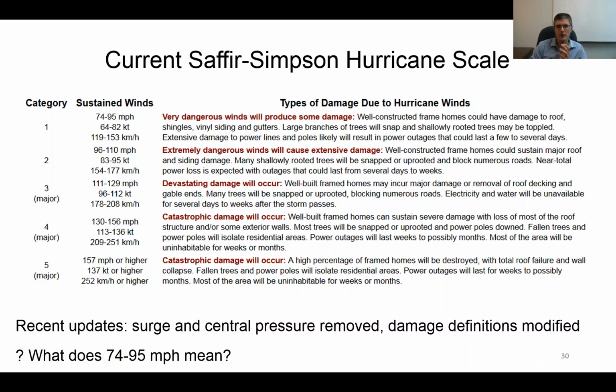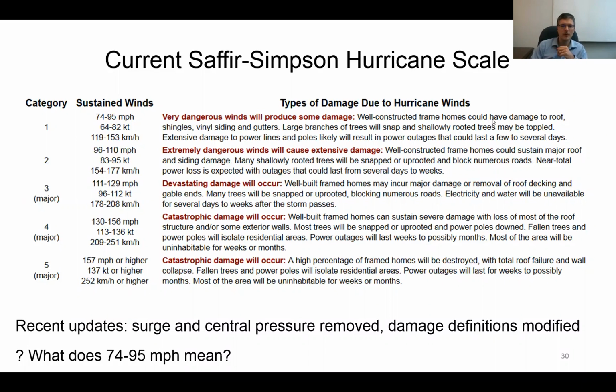Again, a busy slide that I don't expect you to read. There are a few takeaways here. This is the current Saffir-Simpson hurricane rating scale. Again, you're all familiar with the category 1, 2, 3, 4, or 5 hurricane. This recent update has removed references to accompanying surge height and central pressure to avoid confusion, and they've updated the description of the damage associated with the different categories.